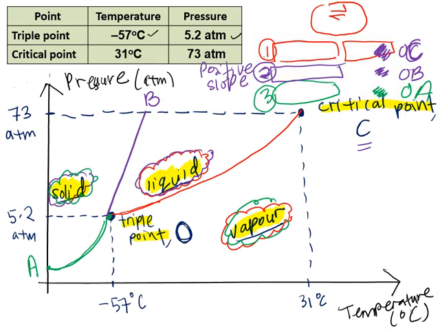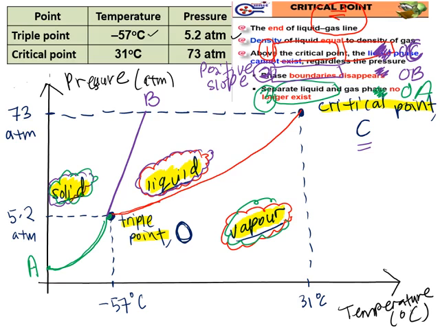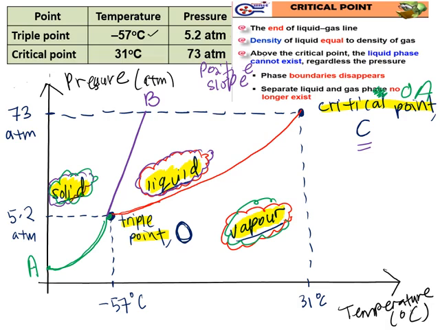And then what is mean by the critical point? Kalau awak tengok critical point awak, critical point awak tengok daripada slide yang sebelum ni. Okay, what is mean by the critical point? Critical point is the end of the liquid gas line. Cuba awak tengok. Okay, betul tak kat sini? Critical point adalah end of the liquid gas line. Cuba check. The end of the liquid gas line.